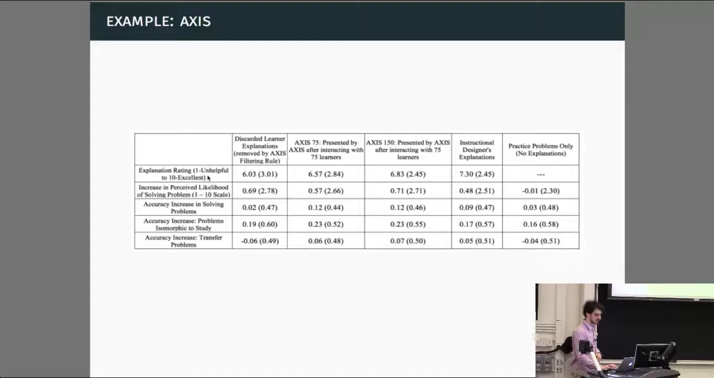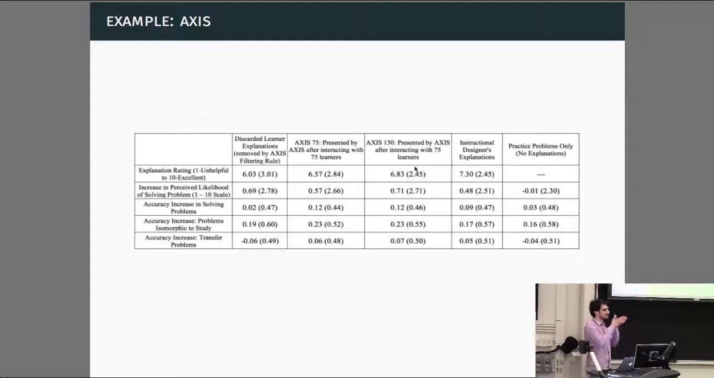So basically, if we look at the first row here, it's saying how did these new users rate the helpfulness of explanations that were discarded, explanations that we thought were actually bad, versus explanations from this axis. So after 75 users have been in the system, the explanation that we would give to the 75th, the posterior distribution after the 75th user, and then the posterior distribution after the, I think this is incorrect, after the final user, the 150th user, right?